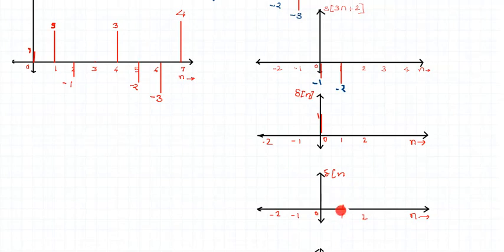So what is the resultant multiplication? There is no sample at 0 in the shifted impulse, right? So the 0th instant multiplied with the 0th instant. Here the magnitude is minus 1, here the magnitude is 0. So the resultant magnitude will be 0. So at 0, there is no sample.